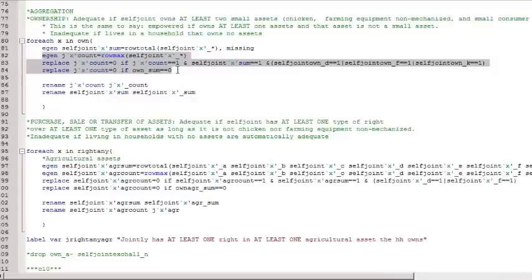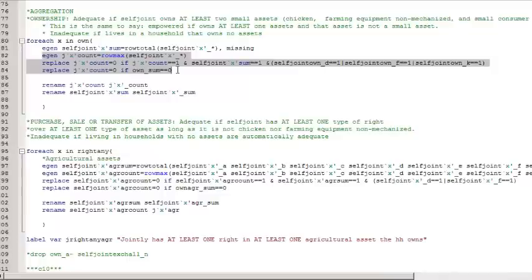However, in the second line, if the individual only owns one type of asset and that asset is a small asset, he is considered inadequate. How do we define small assets? We consider small assets chickens, turkeys or ducks, farm equipment non-mechanized, and small consumer durables. So if the individual only owned one type of asset, and it was one of these three types of assets, then the individual is considered inadequate in terms of ownership.